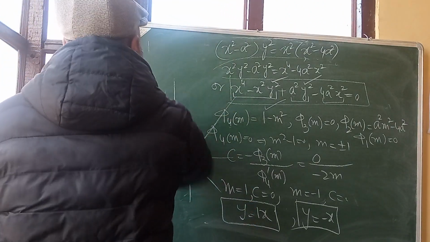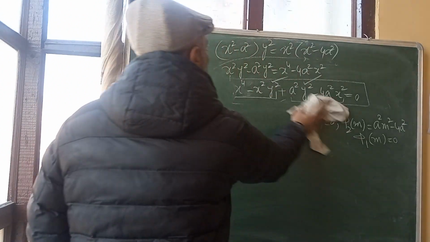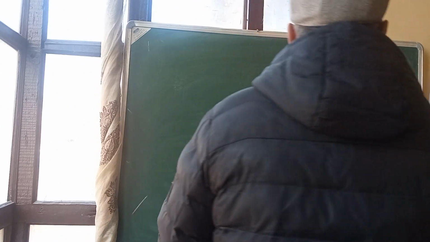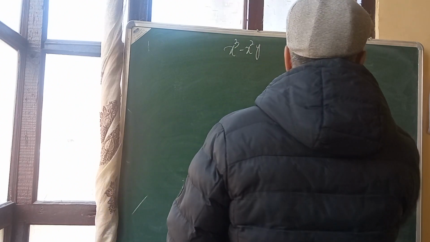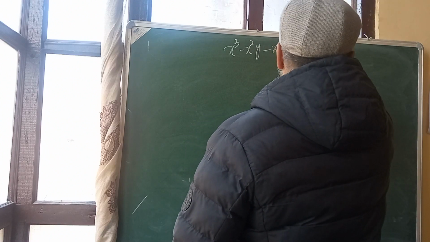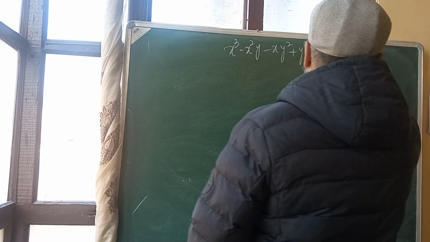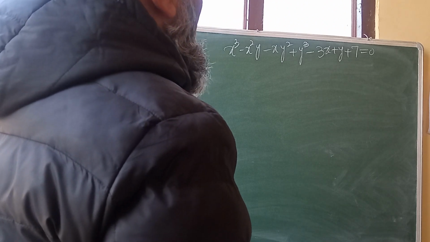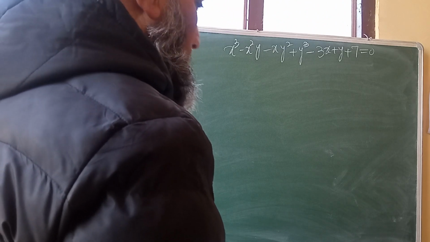Now let me take up one more question, because you may have repeated roots also. For that we have to use the second option. Let me take up the question: x cube minus x square y minus xy square plus y cube minus 3x plus y plus 7 equal to 0.